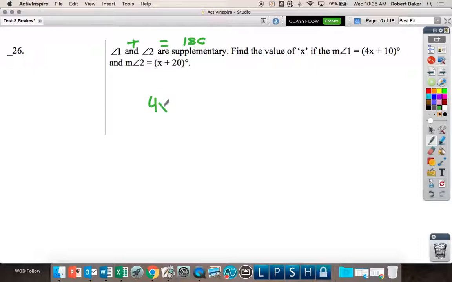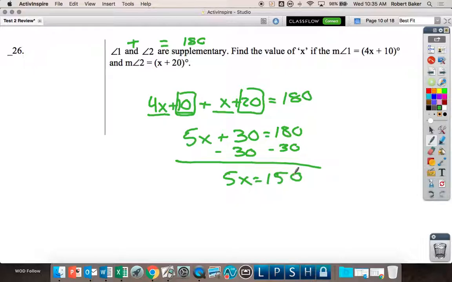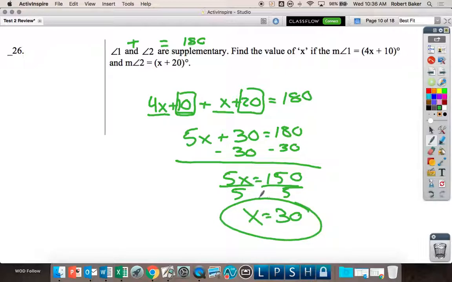So angle 1 is 4x plus 10. Angle 2 is x plus 20. And they are supposed to add up to equal 180. So the goal there is to go through and do the math correctly to get the right answer. Combine like terms. 4x's and 1x make how many x's total? 10 and 20 combined make 30. So 5x plus 30. Subtract 30 from both sides. x is 30.